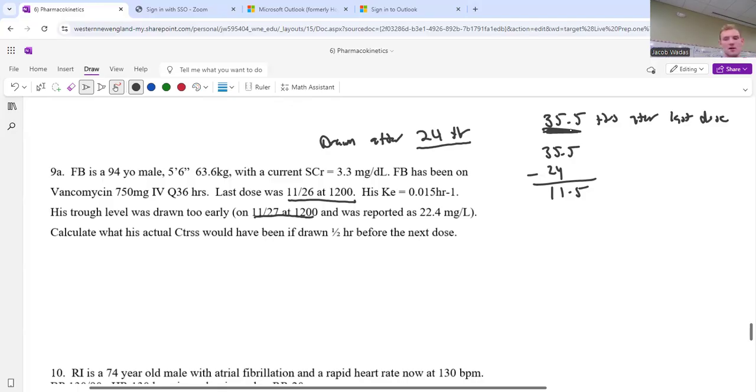All right, so what we can do is we have our C desired equals the level that they drew, which is 22.4 times e to the negative 0.015 times 11.5. So let me know what you guys get.